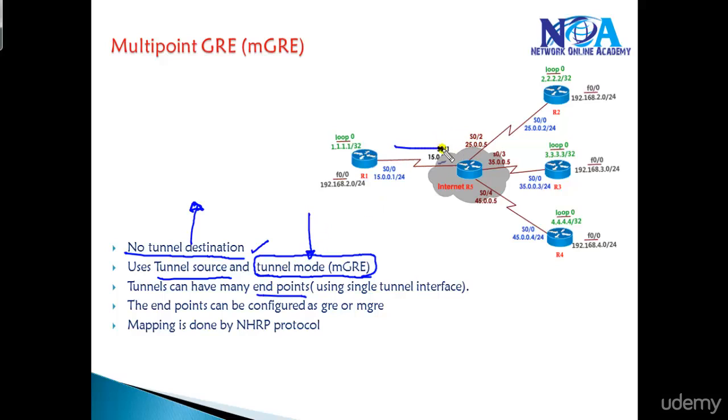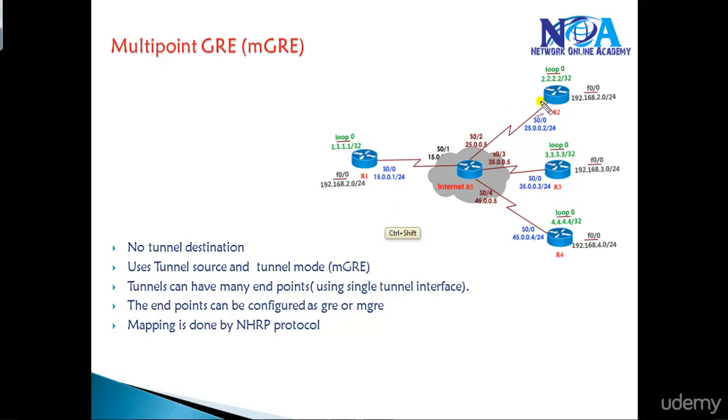Like in most of my scenarios, I'll be using 3 separate endpoints, which means router 1 is connecting to 3 different locations and it has 3 different points. That's what multi-point connections are. Now the endpoints can be configured as GRE or multi-point GRE. It depends, either we can configure these endpoints as point-to-point or we can also configure them as multi-point.